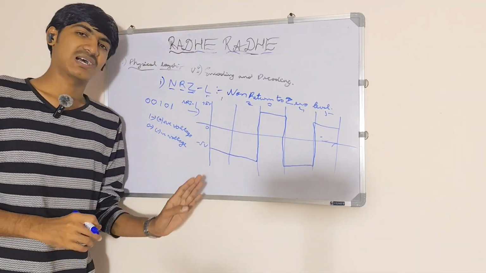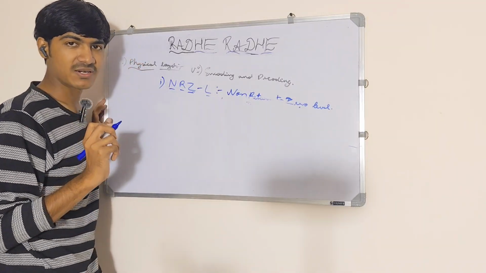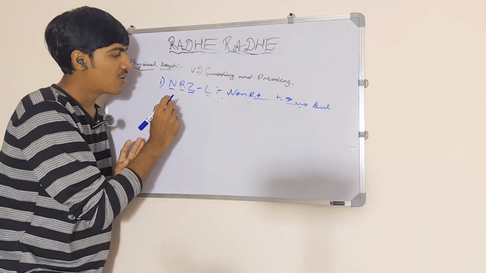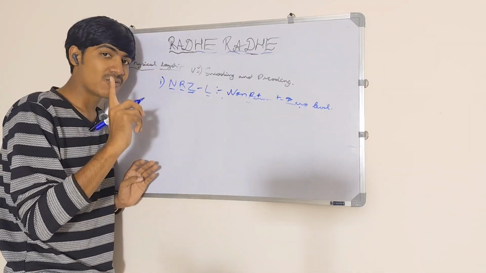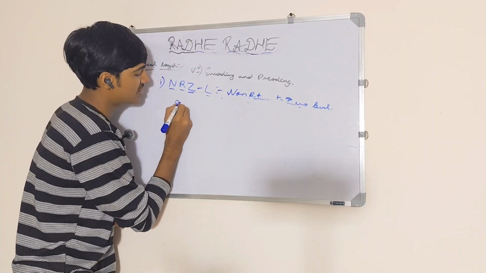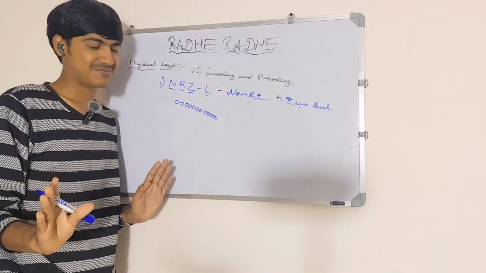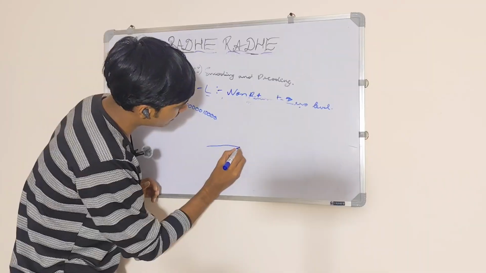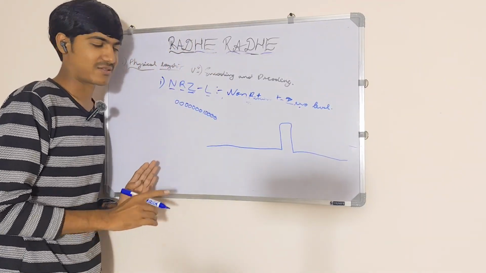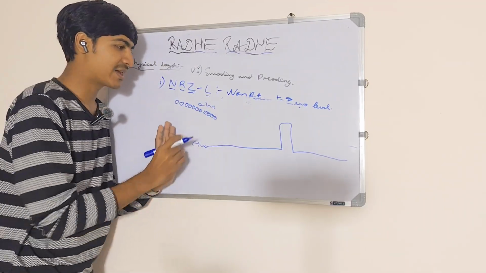Now what are the drawbacks here? The major drawback is that the signal never returns to 0, so you can determine something only if the bit changes, only then is the voltage changing. Suppose the bits are 0, 0, 0, 0, 0, 0, 0, 1, 0, 0, 0, 0. Then the graph will be like this: negative voltage, positive voltage.